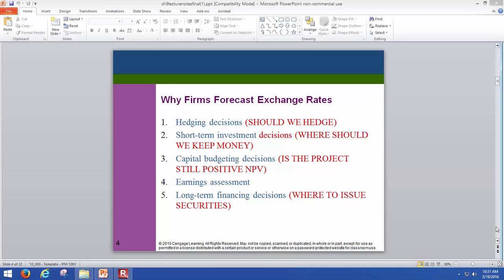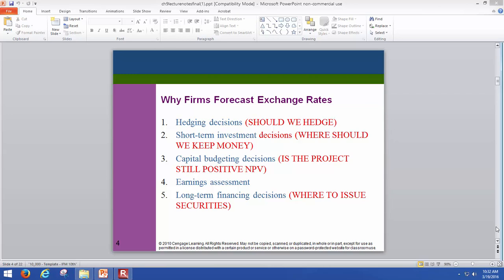So the first one is hedging decision. As an example, you are a company like Apple, you are exporting your products all over the world. So one of your concerns is what is going to happen to US exchange rates? Is the US dollar going to increase in value or is it going to decrease in value? If Apple finds that the dollar is going to decline against other foreign currencies, perhaps Apple does not need to hedge. On the other hand, if the currency is expected to appreciate, Apple should try to do something to hedge their exchange rate exposure.